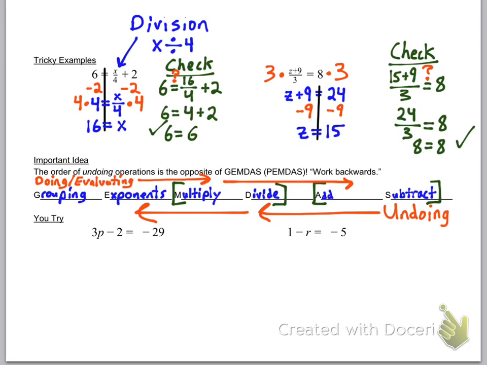Now, but wait, you say, doesn't that mean we should subtract 9 first here? Well, what you don't see is that this z plus 9, since it is on top of a bar there, is actually grouped. So it's as if there were parentheses hidden right there on top of the fraction bar. Because of that, that puts grouping as the last thing we should do, so we really should take care of that 3 first and then deal with the grouped z plus 9.